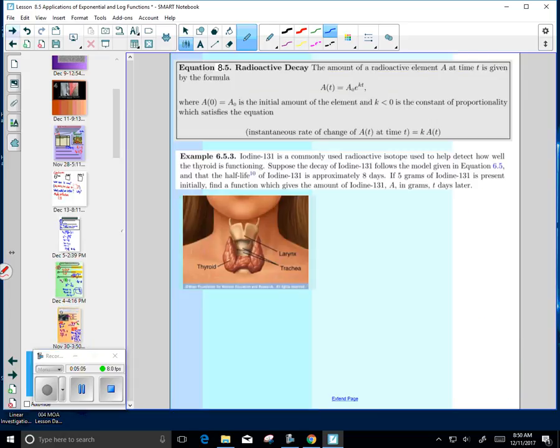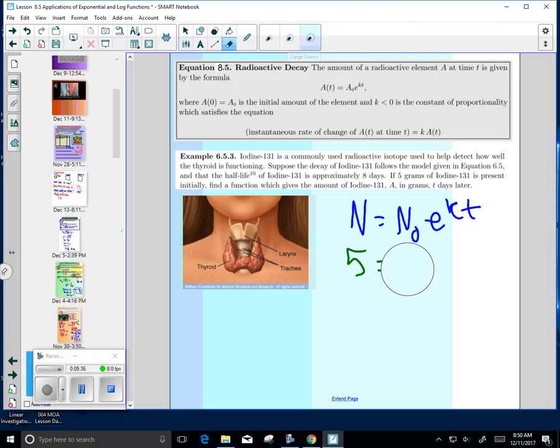We can do exponential decay the same way. If you have iodine and you're trying to defeat some cancer, suppose the decay of this model has a half-life of 8 days. So we're going to go N equals N0 e to the kt. Now half-life means I start with 10. How much will I end with?